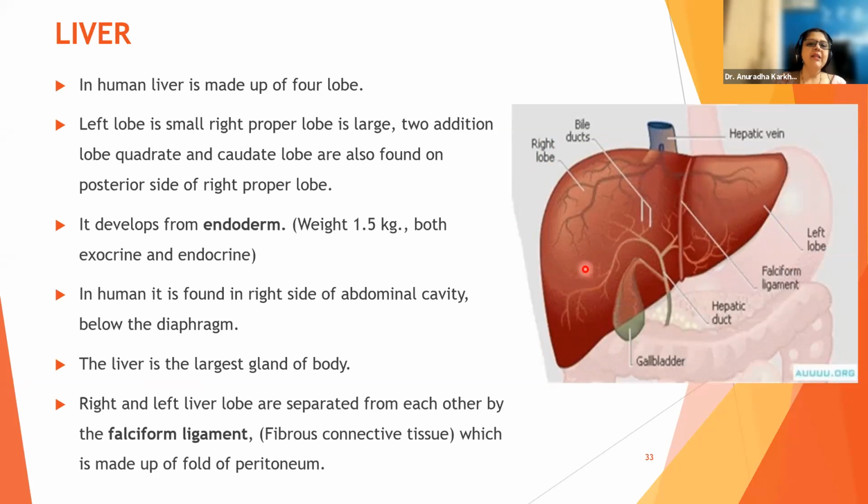Then two additional lobes are present, called the quadrate and caudate lobes, on the posterior side. This is your anterior side, and the posterior side, the back side, isn't shown over here. Fine. So in that way, we have got 4 lobes. It develops from the endoderm. We know it is endodermal in origin. In the reproduction of humans, we have done this. Weight is around 1.5 kgs.